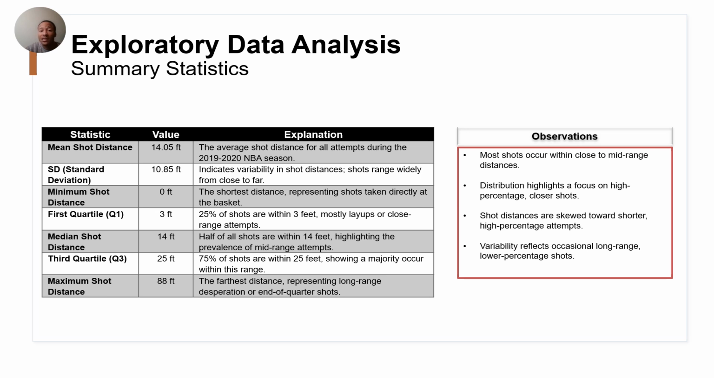From these statistics, we can make several observations. Most of the shots occur within close to mid-range distances. The distribution highlights a focus on high percentage, closer shots, while the data is skewed toward shorter distances. You can still see the occasional long-range attempts, which reflect those strategic plays or end of quarter scenarios.